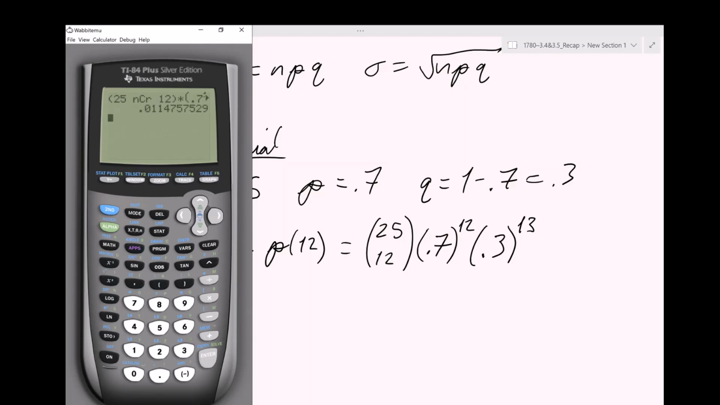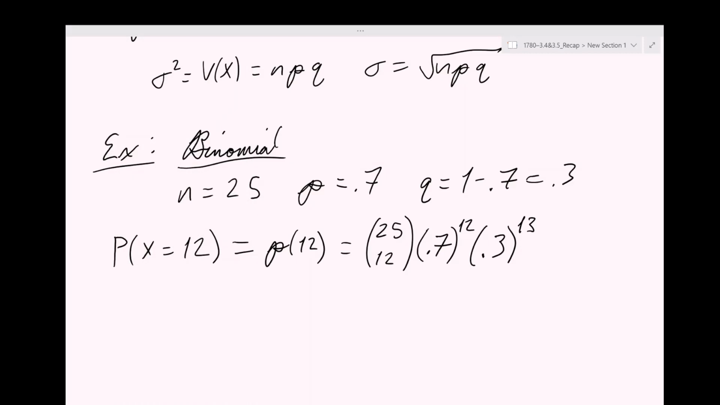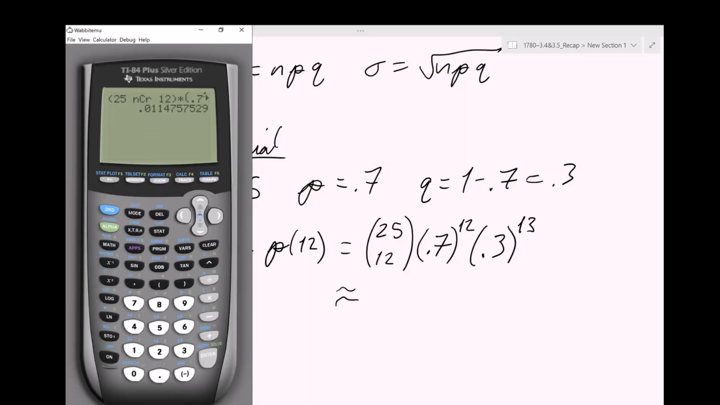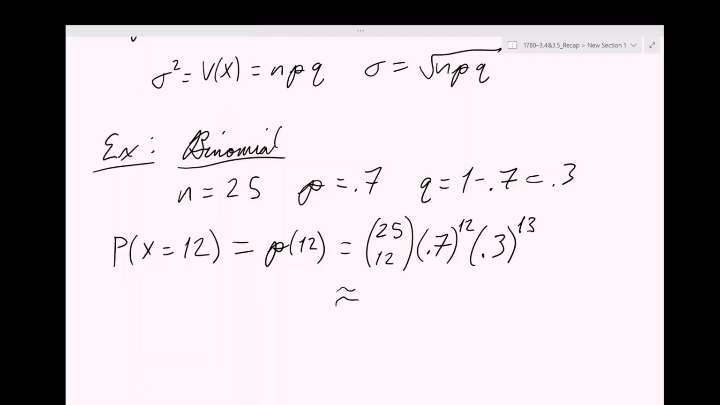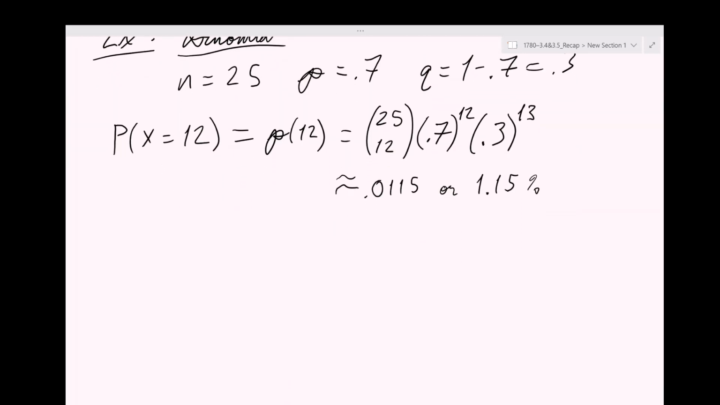And so this answer would come out as about 0.0115, or 1.15%.